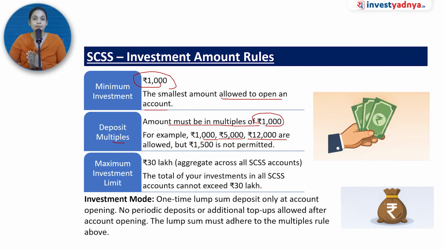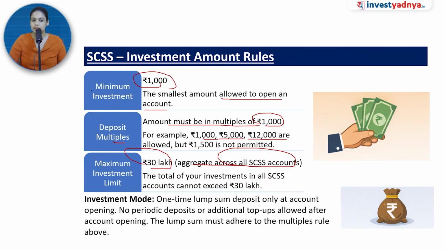Now what about the maximum? We discussed the minimum amount. Yes, a very small amount which can help you build a big safety net. But what about the maximum investment amount? Maximum amount है 30 lakhs, and that is aggregate across all SCSS accounts. Means an individual can have multiple SCSS accounts. So an aggregate of all those SCSS accounts should not exceed 30 lakhs.